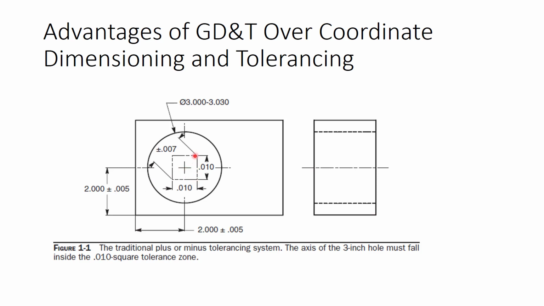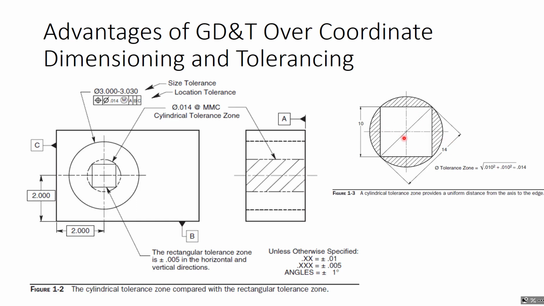This gives us the distance across the diagonal of this rectangle of plus or minus 0.007, or 14 thousandths across the diagonal. So this is a pretty traditional plus minus dimensioning system for locating the hole. What happens though is that we want to think about, in context of this hole, we're allowing a variation to the left-hand side of 5 thousandths, straight down of 5 thousandths.